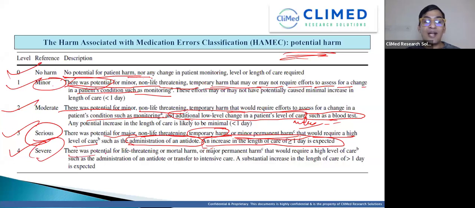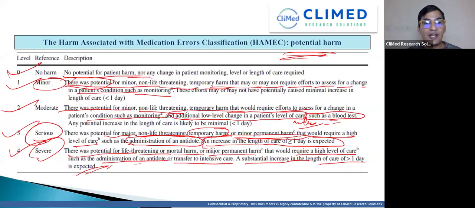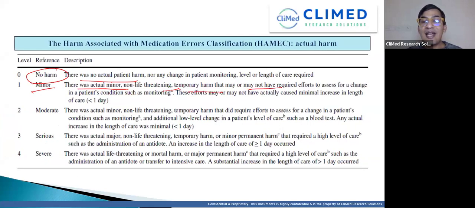Severe is when there was a potential for life threatening or mortal harm or major permanent harm that would require a very high level of care, such as administration of an antidote or transfer to intensive care, and a substantial increase in length of stay of more than 1 day is expected. Now when we look at actual harm, it is the same thing, but the harm has happened. There was no actual harm. Minor means there was actual minor harm. It has already happened.